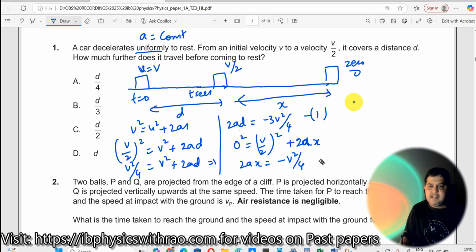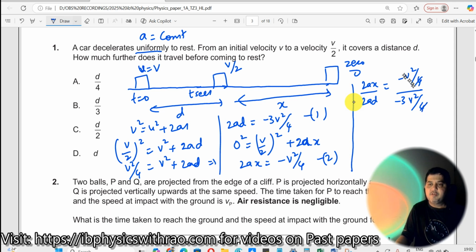Now I have 2ad, let me write the second equation. 2ad is equal to so much, 2ax equal to so much. What should I do? Divide one by the other. So this is what I need. 2ax divided by 2ad is equal to minus v square by 4 divided by minus 3v square by 4. So 4, v square, negative goes away. What is remaining? Only 1 by 3. Here 2a goes away. I have x by d is equal to 1 by 3, or x equal to d by 3. So x equal to d by 3, b is the right answer.